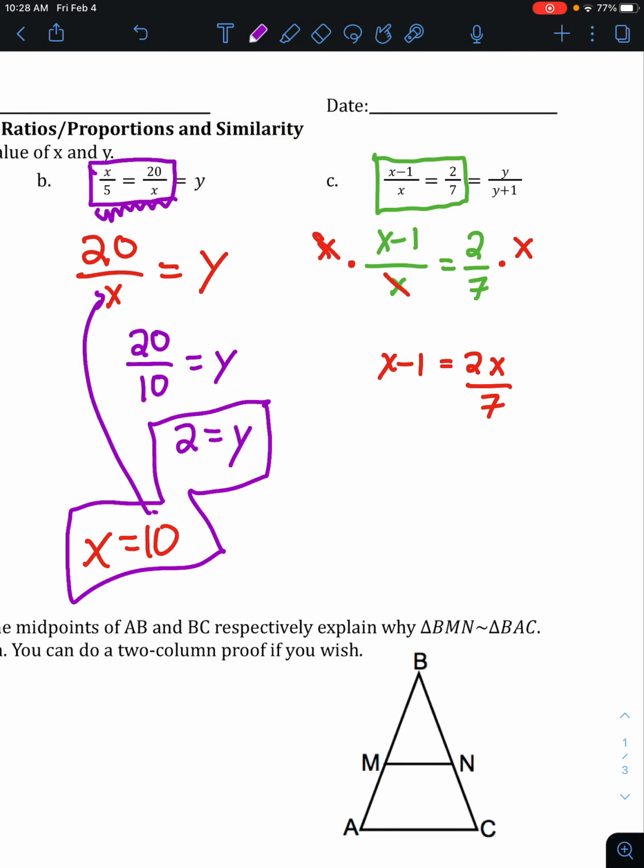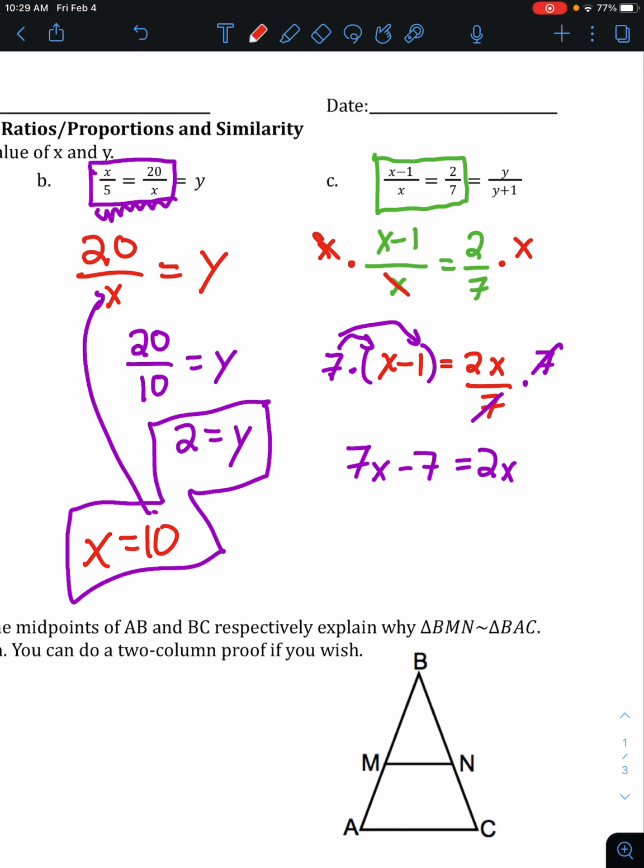We would like to get that 7 out of the denominator, so we can multiply both sides by 7. Remembering we are multiplying everything, so we have to distribute this 7 to the x and the minus 1. So we get 7x minus 7 equals 2x.